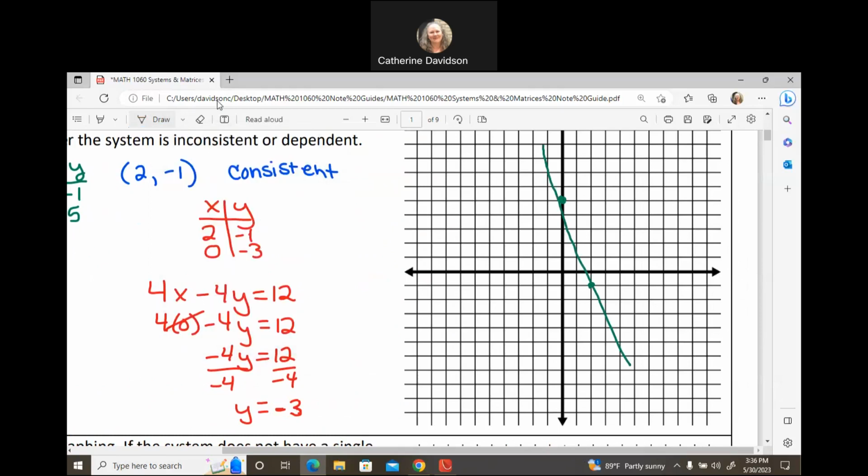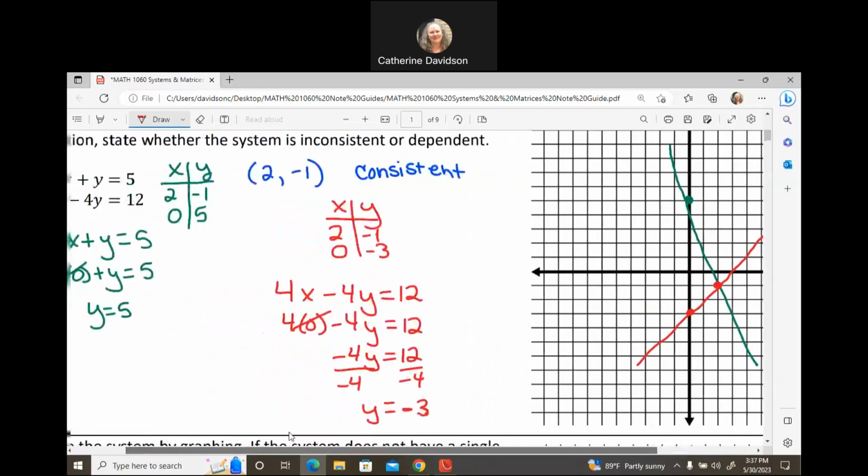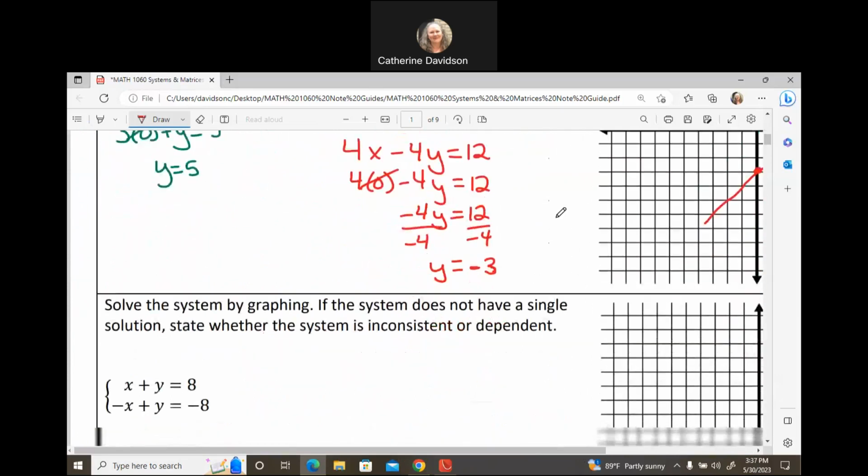Let's work on our second one. It also had the point (2, -1), and a point at (0, -3), over 0, down 3. And graphing points is something you should have picked up or reviewed in 1020. Move on to our next one.